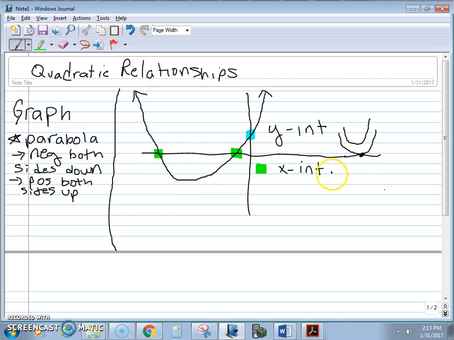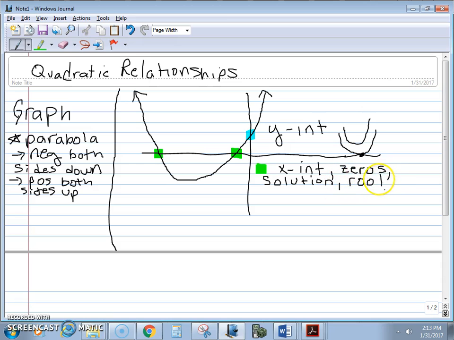Another name for these are the zeros, because y is 0 where it crosses. Another word for it is the solutions. What is the solution to a quadratic? Well, that's where it crosses the x-axis. And one more word for it is the root.